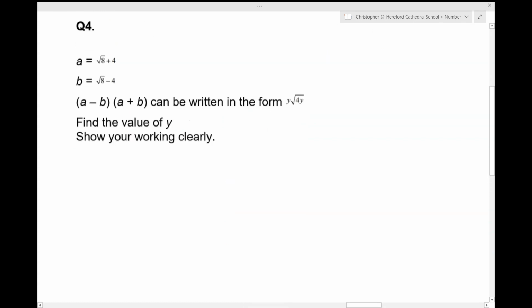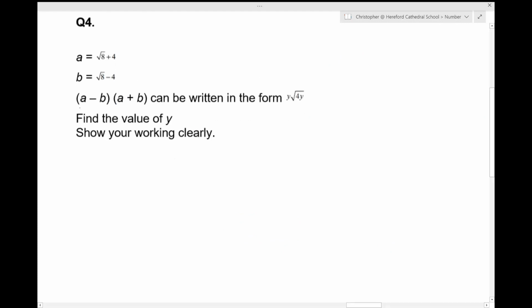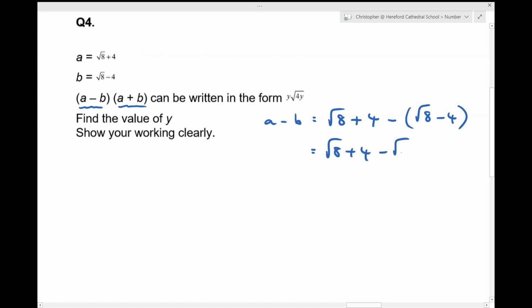Question 4. Okay, I've got an expression for a and an expression for b, and I'm being asked to work out a minus b multiplied by a plus b. So let's first of all work out what a minus b would be. Well, a minus b would be root 8 plus 4 minus, I'll put this in a bracket, root 8 minus 4. So that's going to be root 8 plus 4 minus root 8 plus 4. So that simply becomes 8.